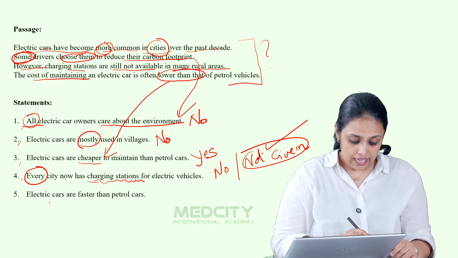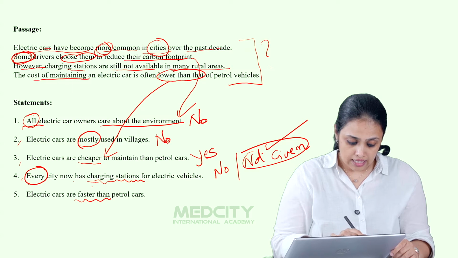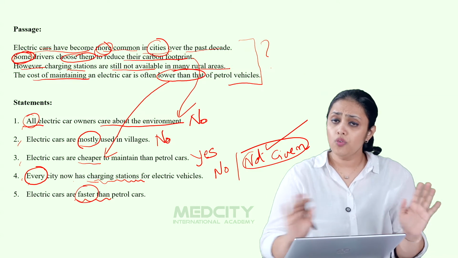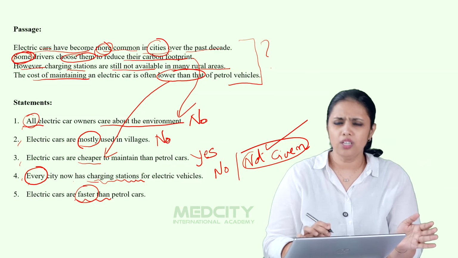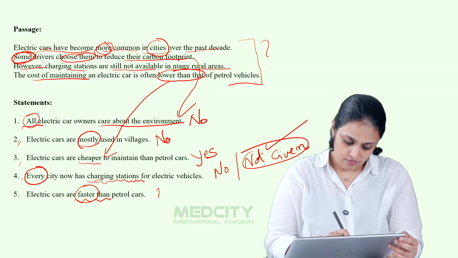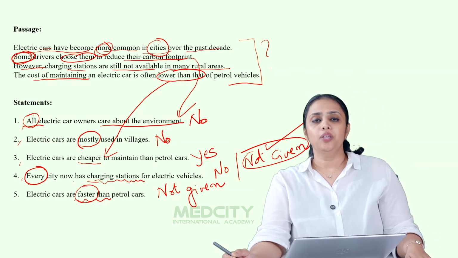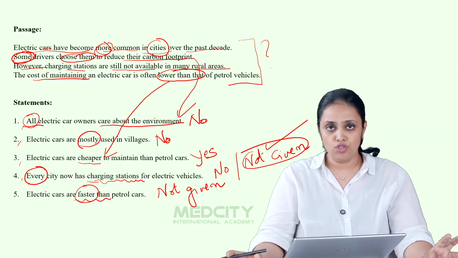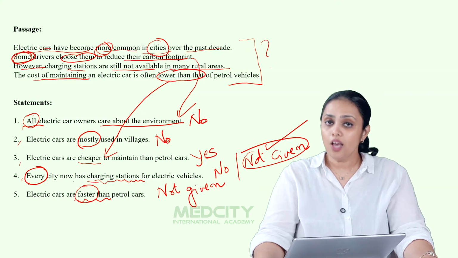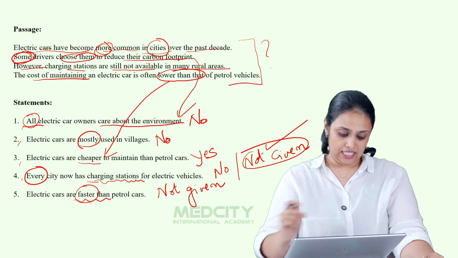Now the last one: electric cars are faster than petrol cars. There is no reference regarding speed mentioned at all in the passage. So here you don't have a confusion. Very clearly we can say it is not given. Okay, I hope by now you have an understanding of how to differentiate between yes, no and not given questions. Now let's get into the actual practice test.